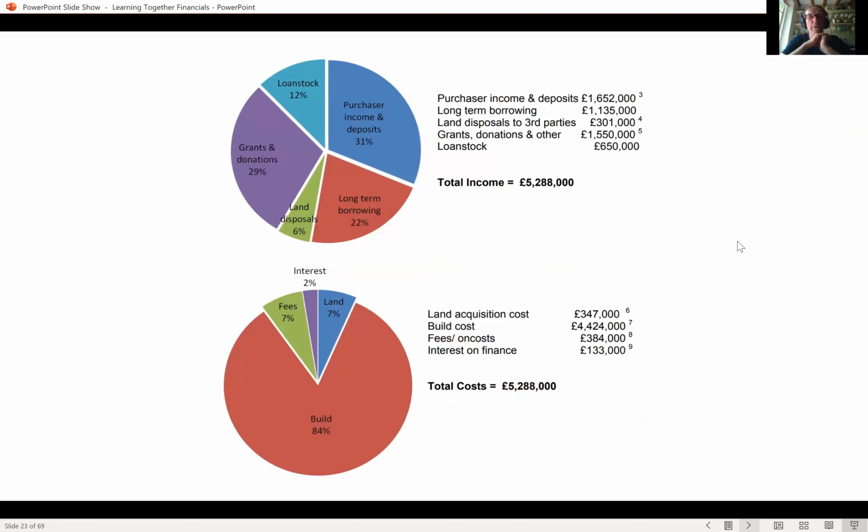So this is what their financial model looks like in terms of where the different pots of money come from. As you can see, there's a split between long-term borrowing and purchase income and deposits, where most of the money is coming from, and then some grants and donations. And there's that loan stock again at 12%. Again, I'm not going to go into too much detail about that today, but I can let you have these slides afterwards.